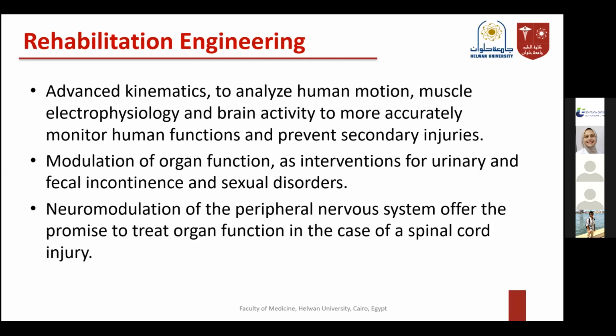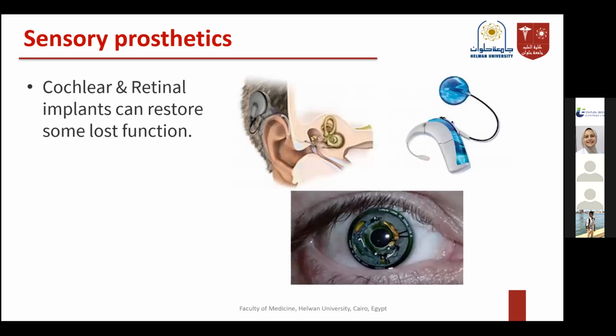It also includes the modulation of organ function, for example, interventions for urinary or fecal incontinence or sexual disorders. Also the neuromodulation of the peripheral nervous system in cases of spinal cord injury. The prosthetic limbs are motor prostheses, but there are also sensory prostheses. We have cochlear and retinal implants that can restore or partly restore some of the lost function of hearing and vision.